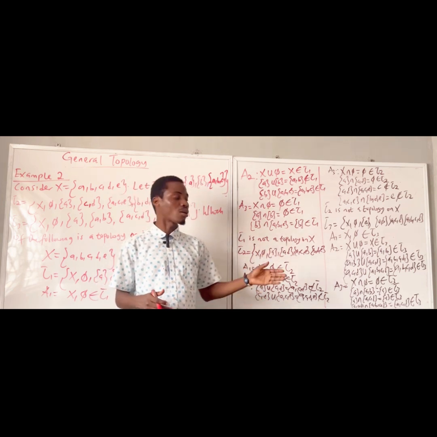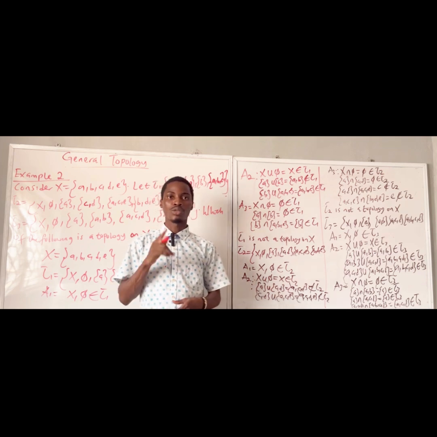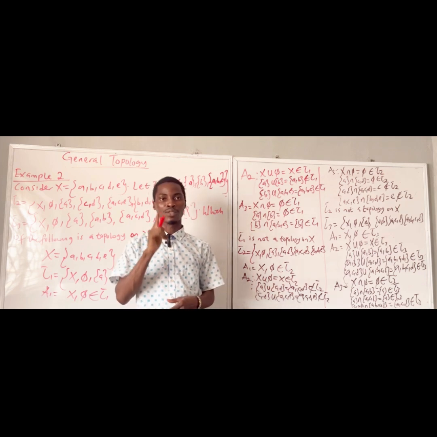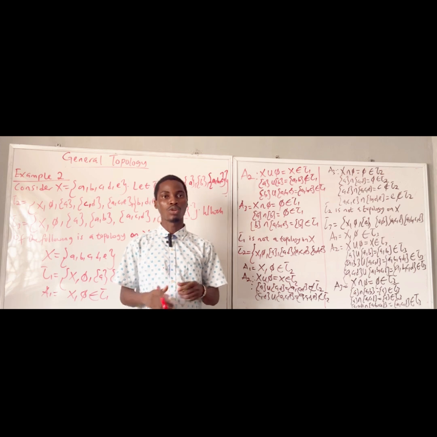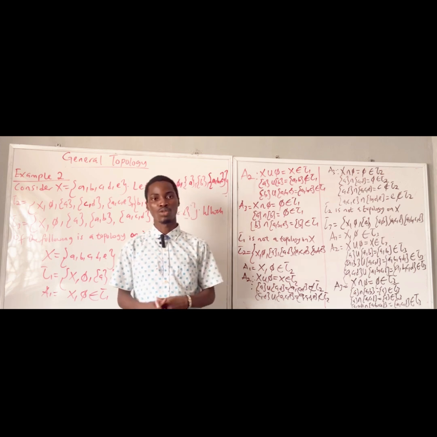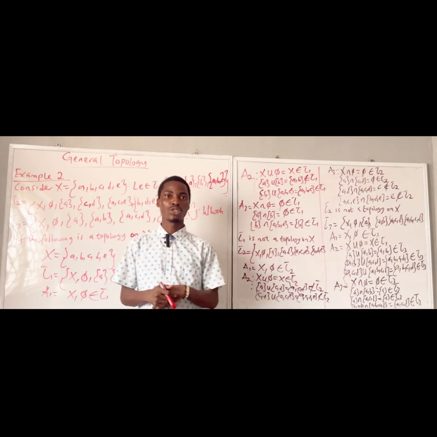So we have claimed that our Tau 3 is a topology. Tau 1 is not a topology, and Tau 2 is not a topology because they fail to satisfy the axioms. So therefore Tau 3 is a topology on X.